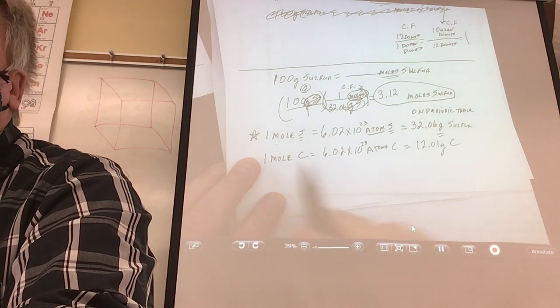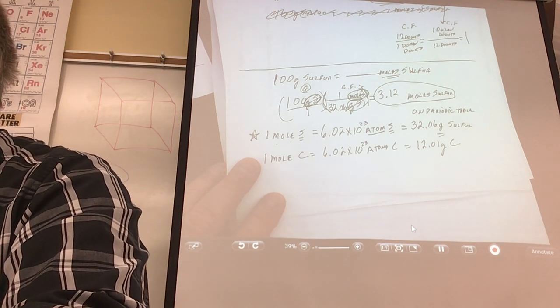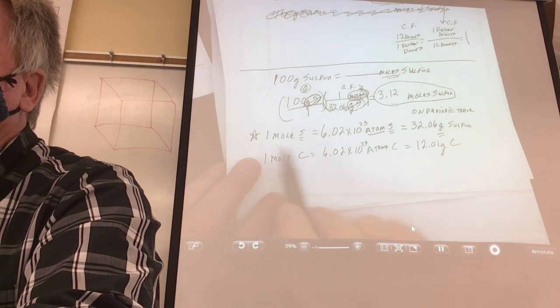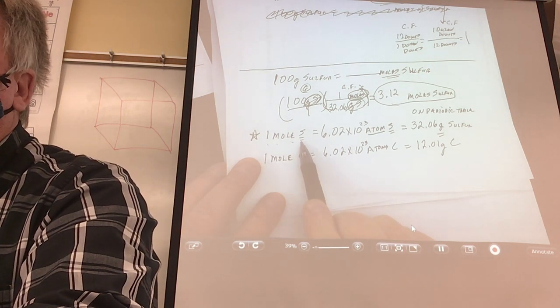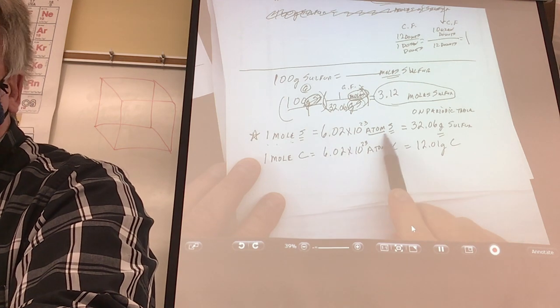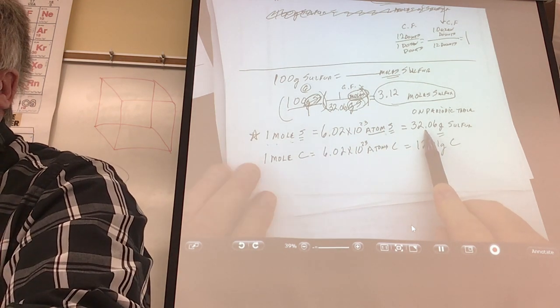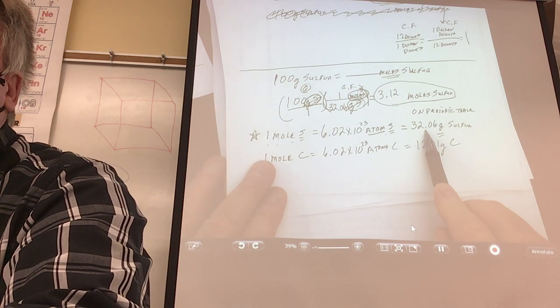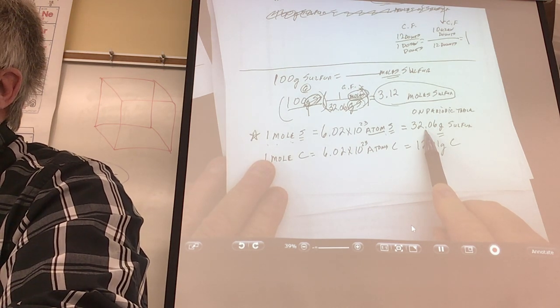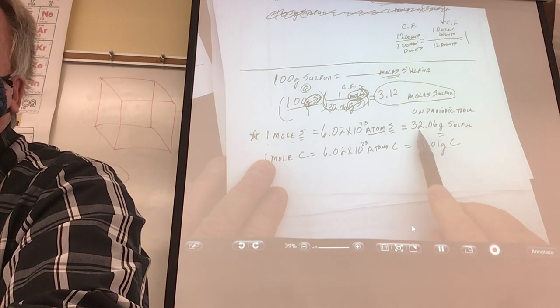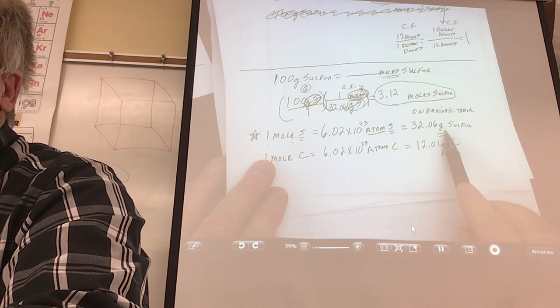Now, you have to have a little bit of knowledge of chapter 7. Here it is. You put 1 mole of sulfur equals this many atoms of sulfur. And then this is the only hard part. You have to look on the periodic table and look for that decimal number for sulfur. Does everybody look up there? It should say 32.06, and you put grams there.